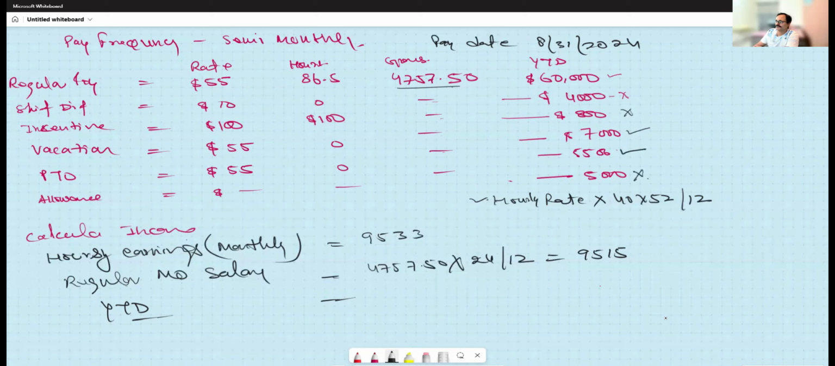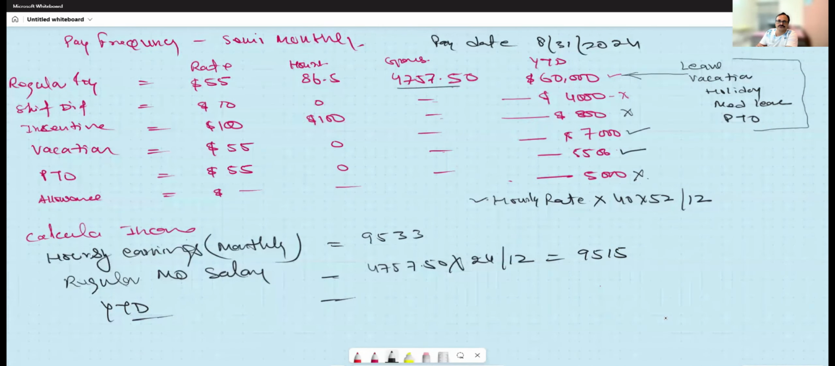We have only these components which we are going to include every time in our regular income. That is called regular component. If you see leave or vacation or holiday or med leave, meaning medical leave, and paid time off, these are the five components of regular income. Whenever we calculate regular income, we are supposed to add them. If it is given in YTD, we should add it into the YTD. If it's in the current period, we should add these components with this income also.